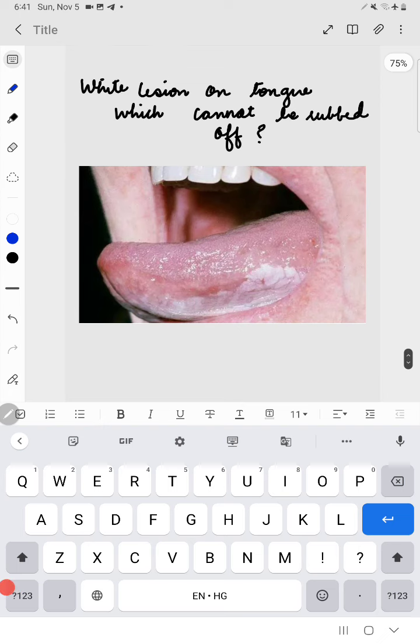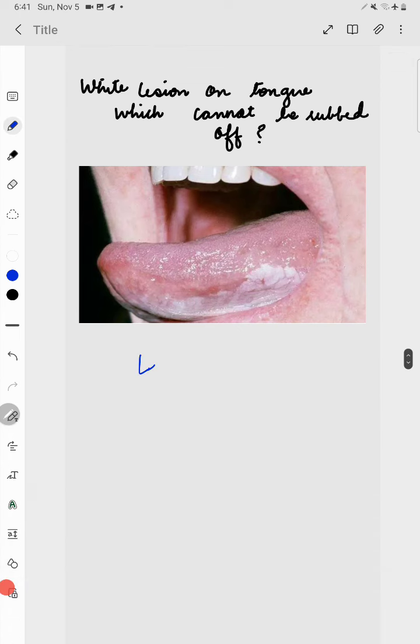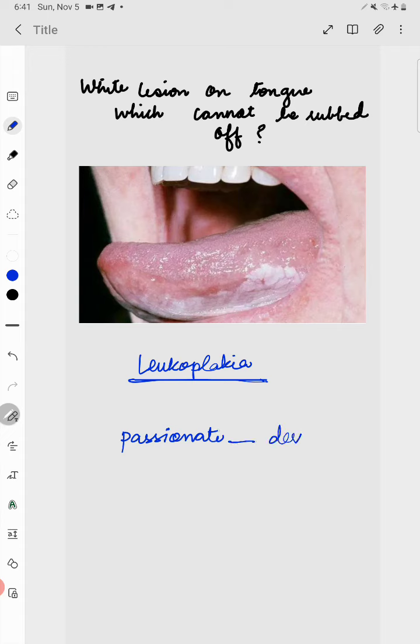Now, white lesion on the tongue which cannot be scraped off. This is leukoplakia. I don't think we should have any doubts about this, because this is a very common repeat question. Now, in case you have any doubts or any corrections that you would want to put across, just go to passionate_dermatologist on my Instagram and do let me know.